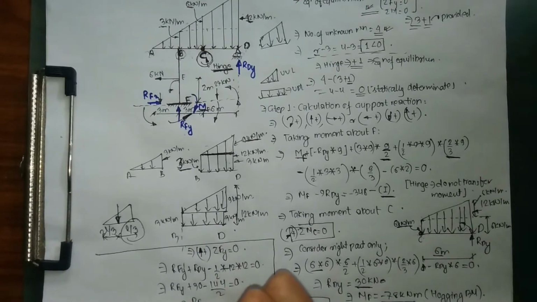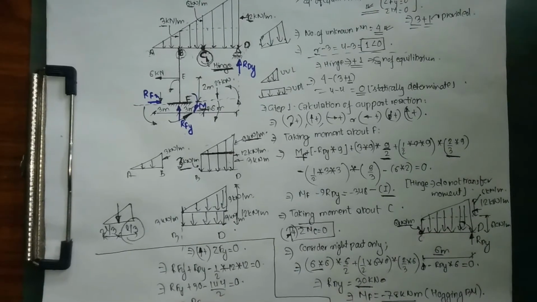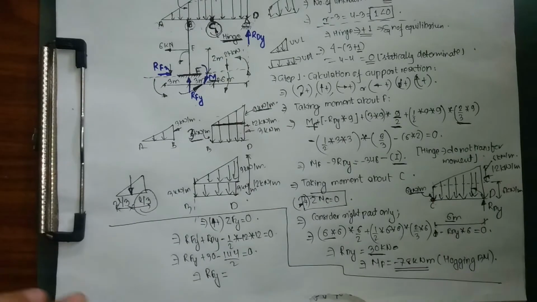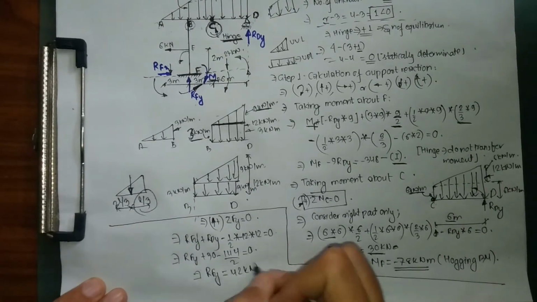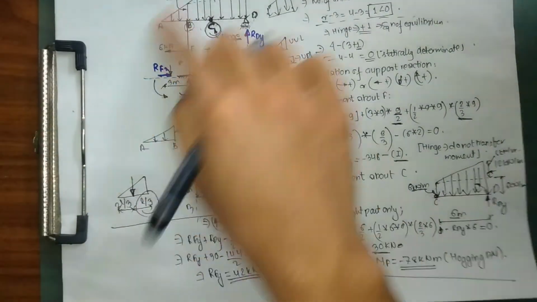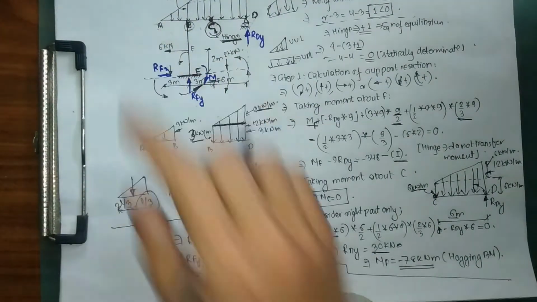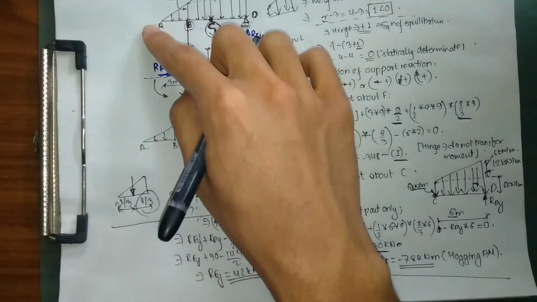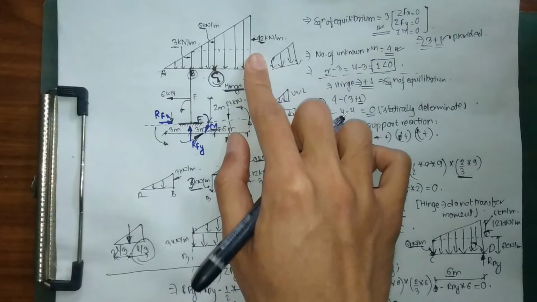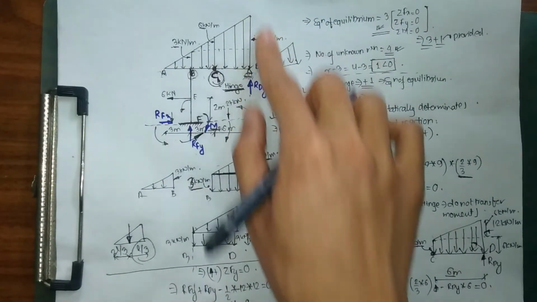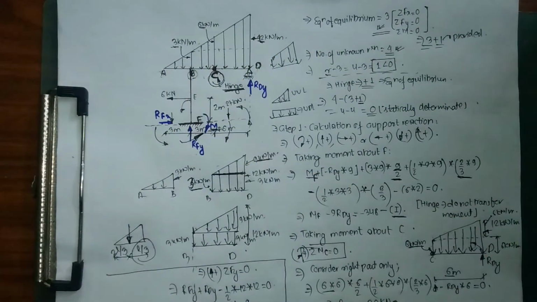So I simply get my value of RFY as 42 kilonewton. What I have simply done is taken this complete UVL. Right now I'm not going to take any moment, so I can simply convert this complete UVL directly into a point load.